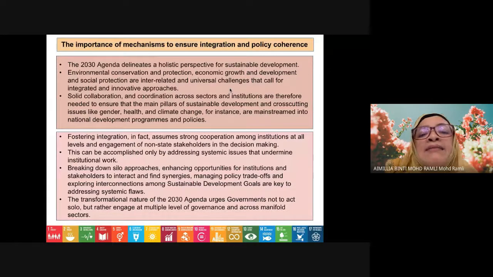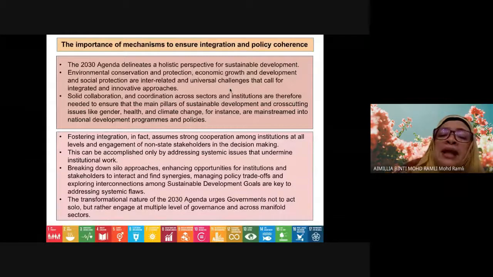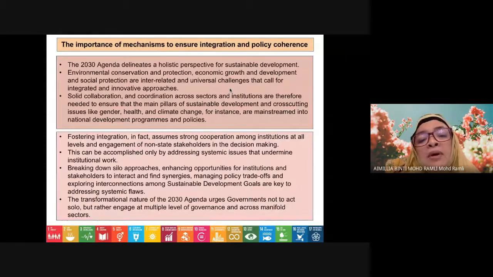Fostering integration, in fact, assumes strong cooperation among institutions at all levels and engagement of non-state stakeholders in the decision making. This can be accomplished only by addressing systemic issues that undermine institutional work. Breaking down silo approaches, enhancing opportunities for institutions and stakeholders to interact and find synergies, managing policy trade-offs, and exploring interconnection among sustainable development goals are key to addressing systemic flaws. Okay, so you need to work together. Silo means to work alone. Okay, so all the institutions need to work together.